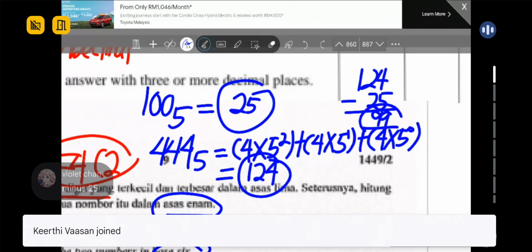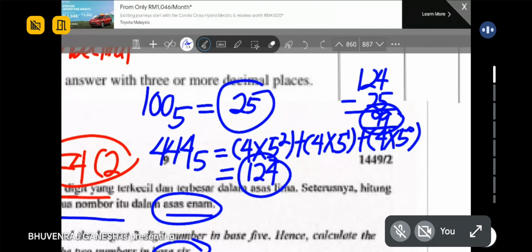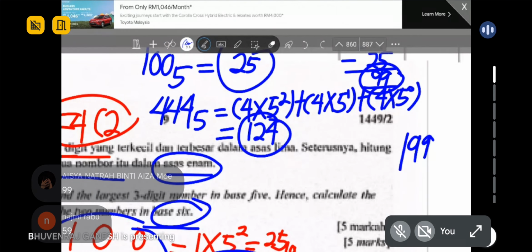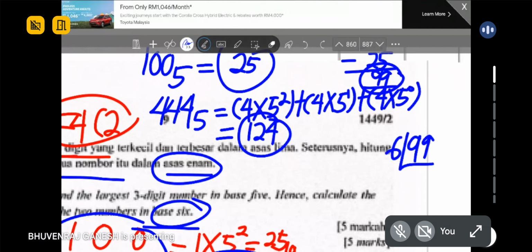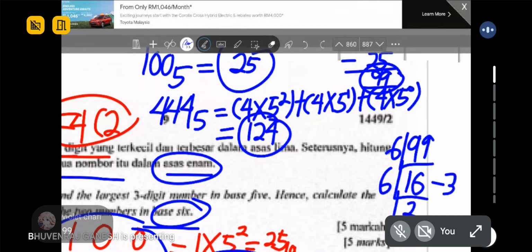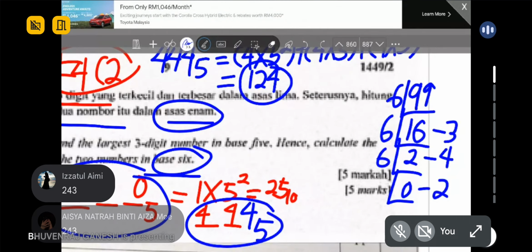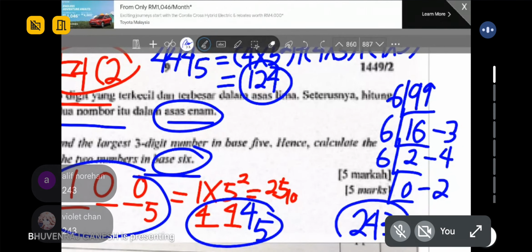Okay, so 99 ni asas 10 kan guys? Base 10, 99. So I can convert it to base 6. 99 tukar ke asas 6. So bahagi. Okay, so you guys will get 16, 2, 4, 6, 0, 2. So jawapan dia apa guys? What is the final answer? Yes, the answer is 243 base 6. This is the difference guys. Beza dia. Understand?